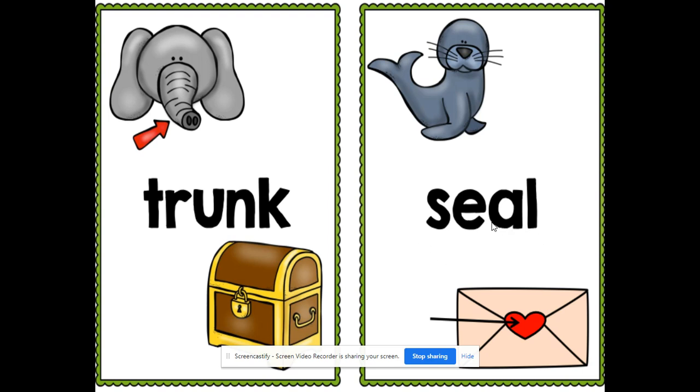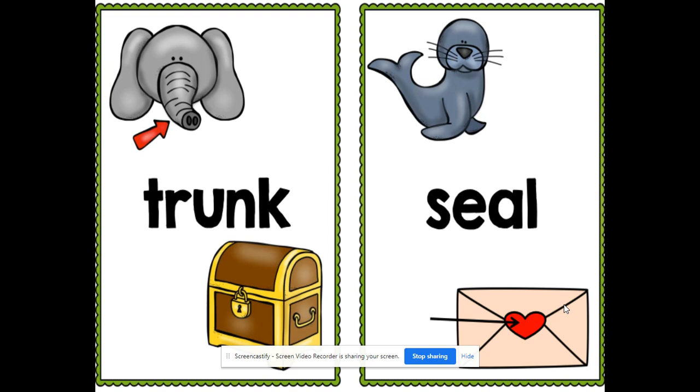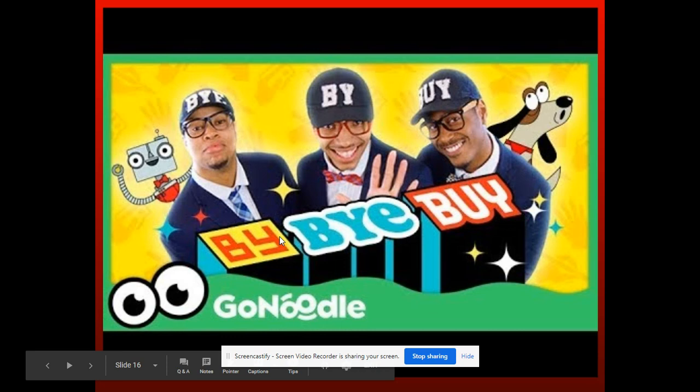Seal. Seal can mean that you're going to close something up nice and tight. I'm going to seal the envelope before I mail it. So it means you're closing it up nice and tight. Or seal can mean the adorable animal, beautiful sea creature. Trunk can be the trunk on an elephant, or a trunk, like where people keep things.